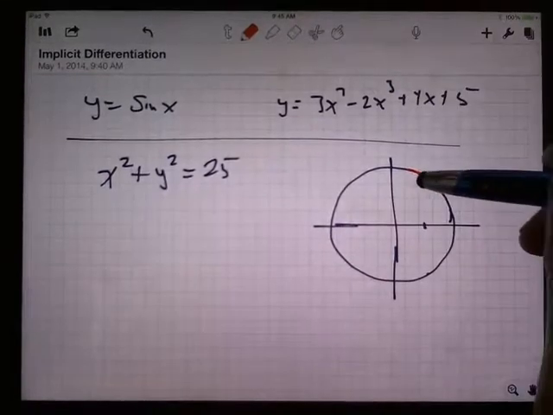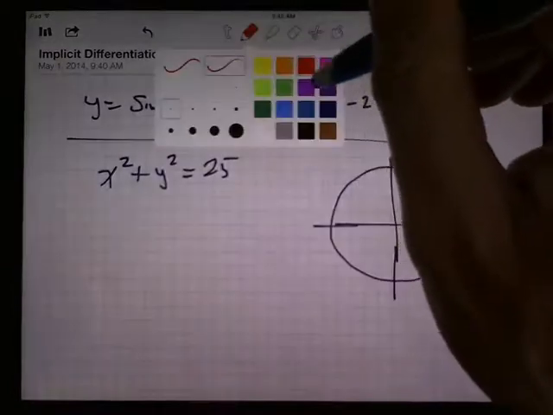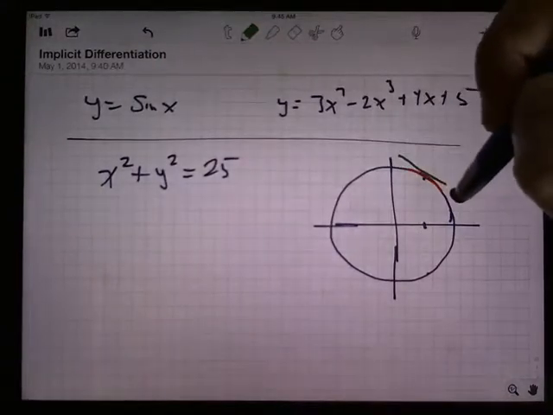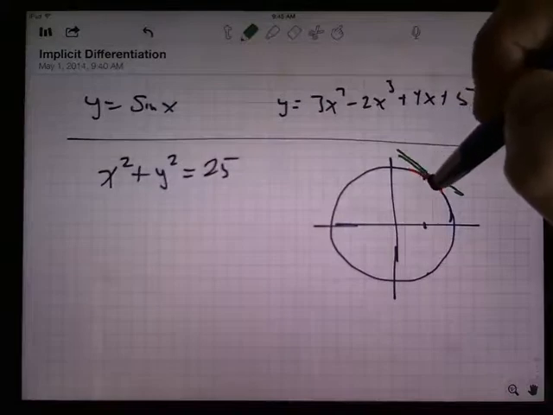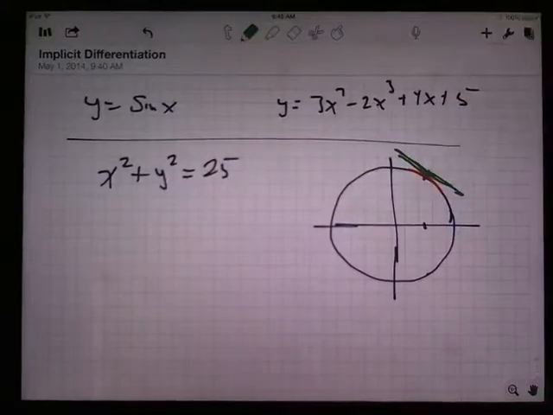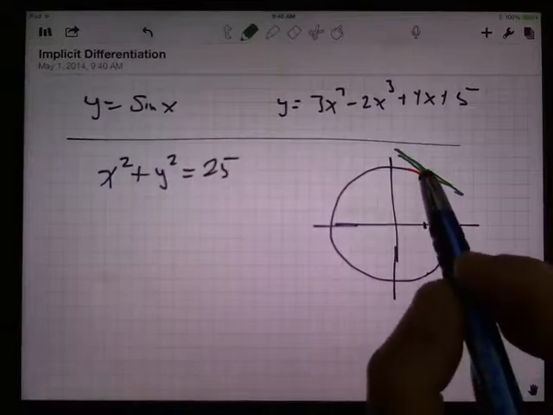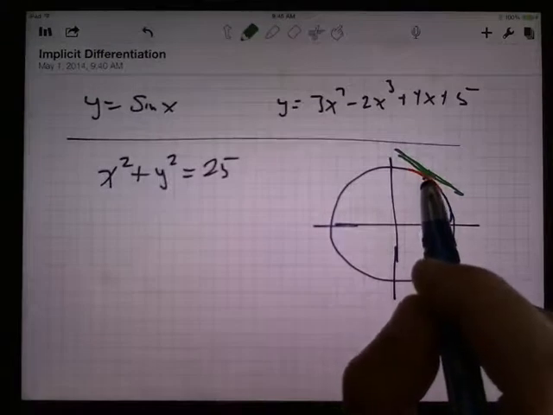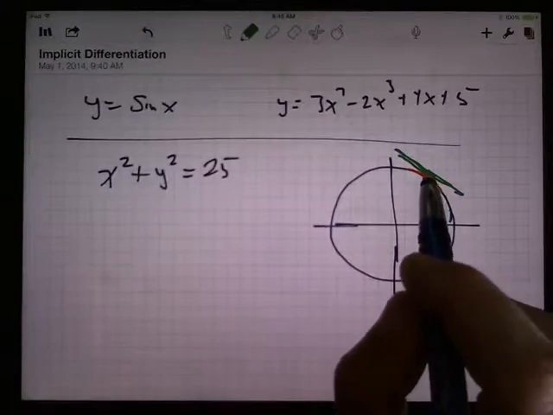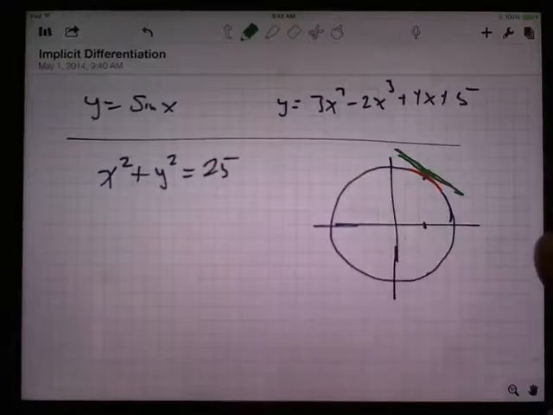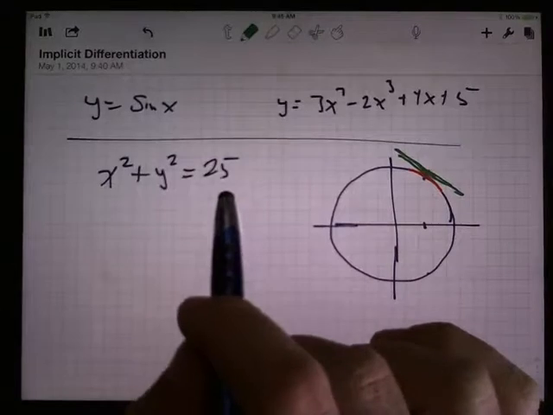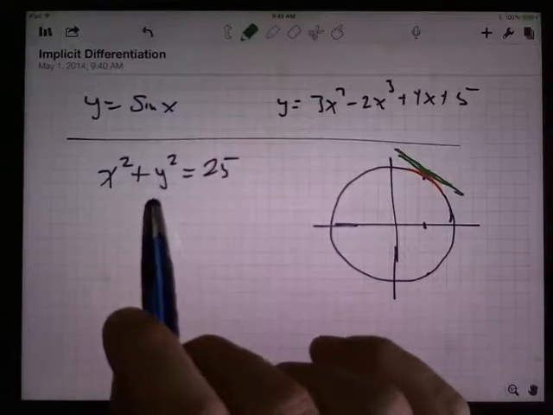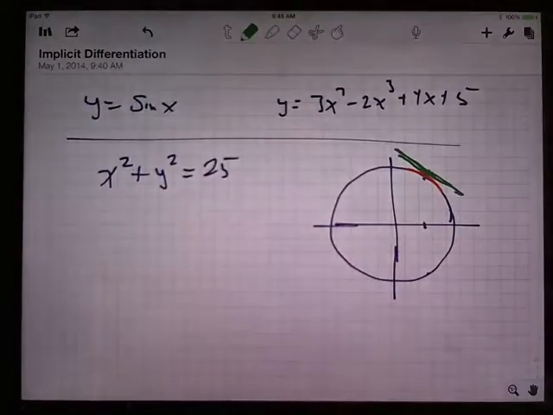But I notice as well that at that point there's a unique tangent line. There's one line that just comes in and grazes that circle, hits at that point, and goes on. That would be the tangent line to the circle. The slope of that tangent line would be the derivative at that point, right? Derivatives tell you slopes of tangent lines. So this is not an explicitly defined function, it's an implicitly defined function. And if we find the derivative of an implicitly defined function, then we are doing implicit differentiation.